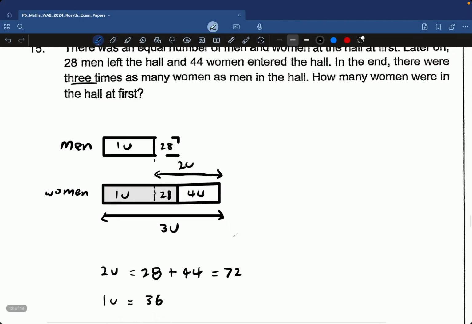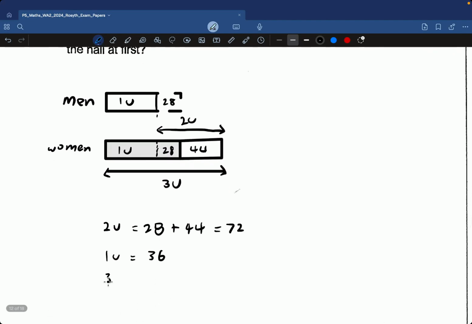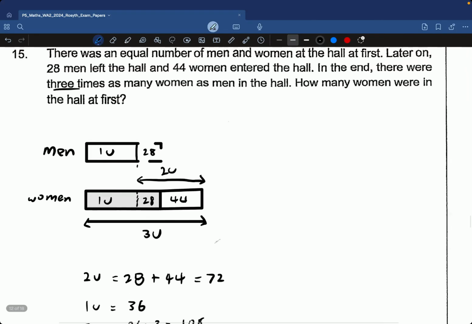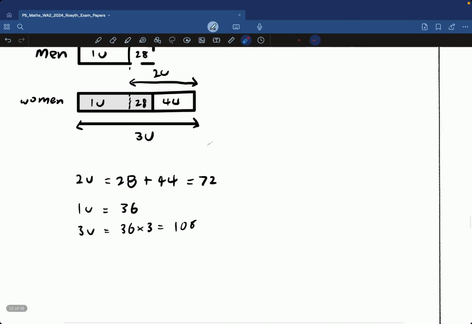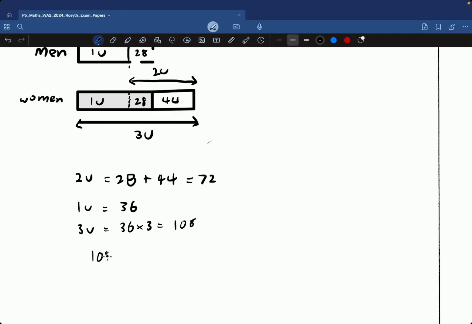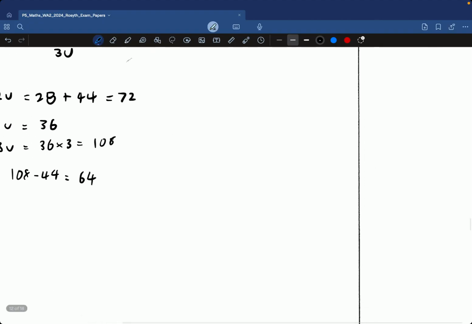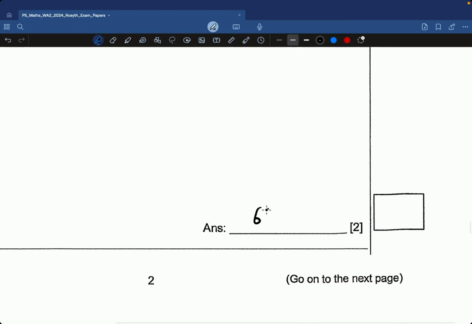So now we need to get the 3 units. So the total amount of women after is 36 times 3. This will be 108. Okay, so now we need to know how many women. So we need to read what the question is asking, right? How many women were in the hall first? So before this 44. So what we need to do is just minus 44. So 108 minus 44, and this will give us 64. All right, so that's the answer for question 15, 64.